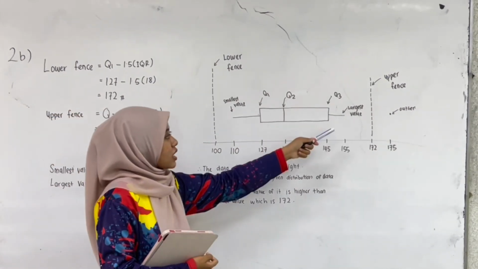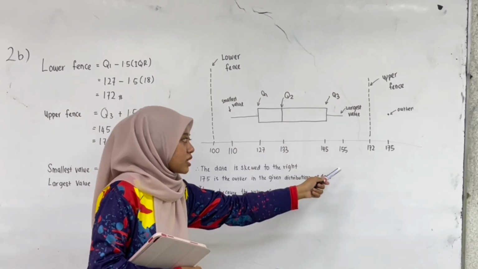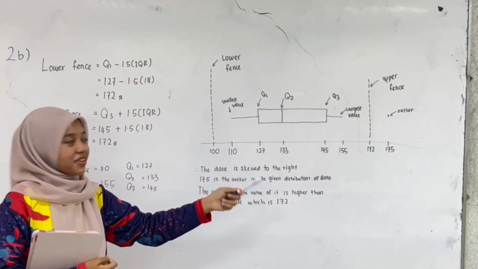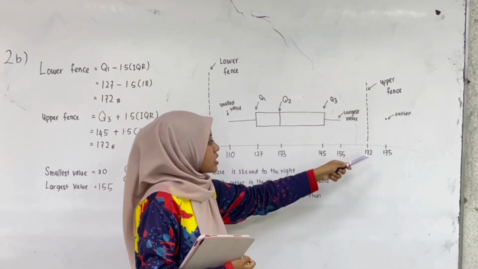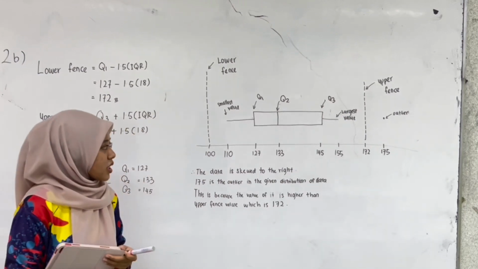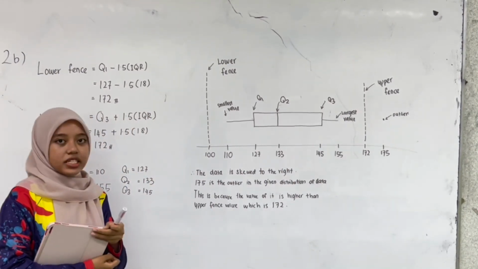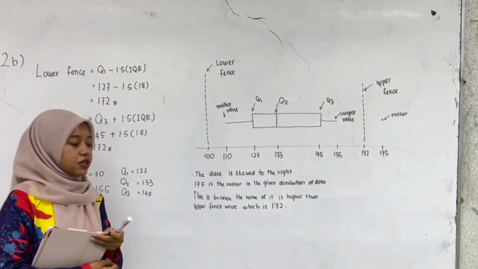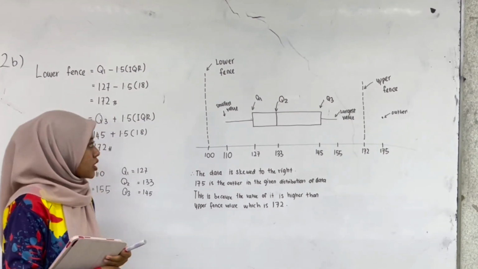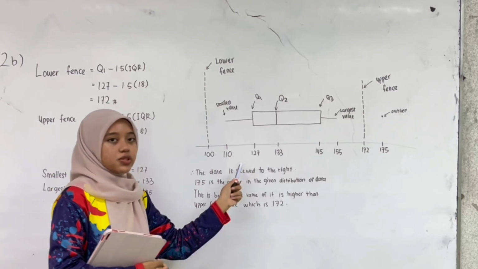Then the largest value is 155, and the upper fence is 172. So we have an outlier because its value is higher than the upper fence value, which is 172. So the data is skewed to the right.